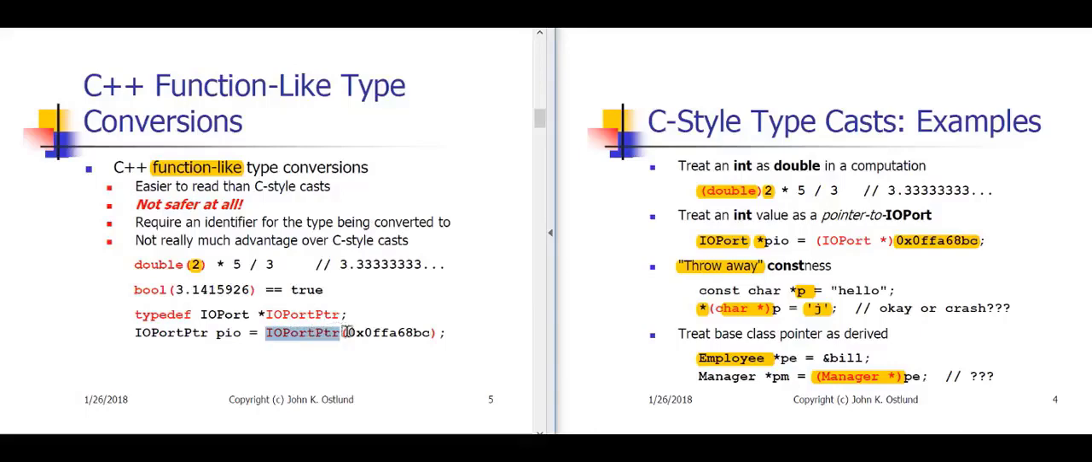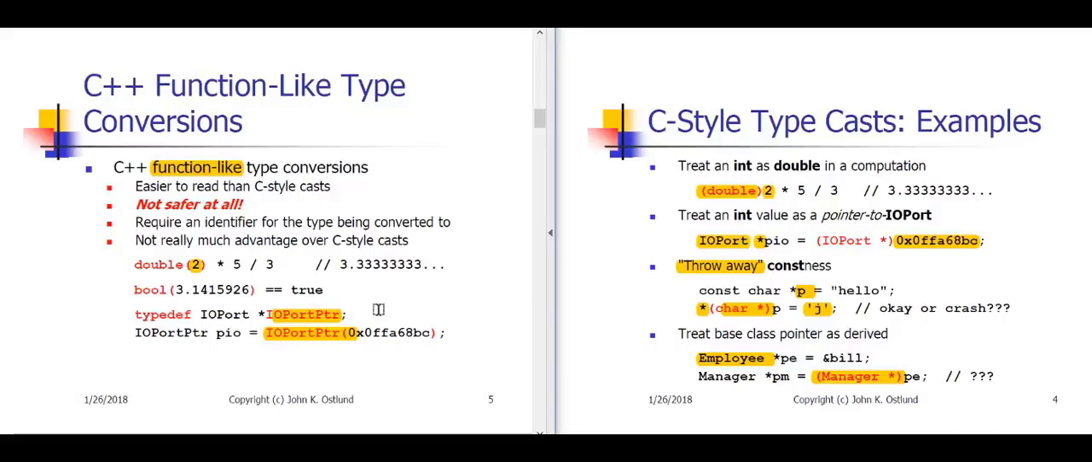and furthermore, they're a little bit harder to use, because let's suppose that I wanted to treat this integer value, hex 0fa68bc, as a pointer to an I.O. port. Well, pointer to I.O. port is not a name, so I first have to create a name, which I'll call I.O. port pointer, using typedef. So now I can use that name in the next statement as though it were a function to convert that integer value into an I.O. port pointer, which is simply an alternate name for pointer to I.O. port.